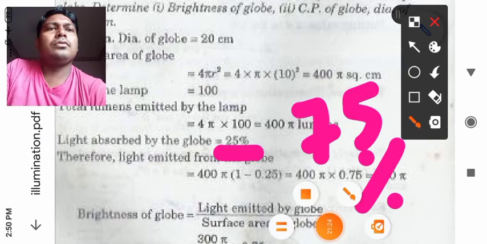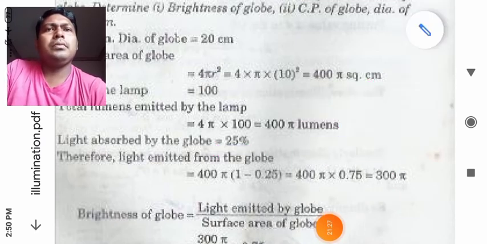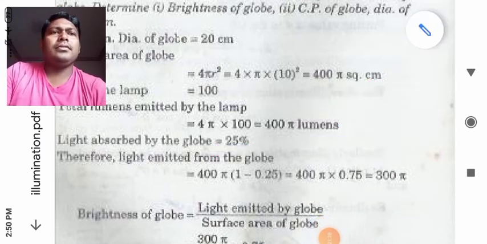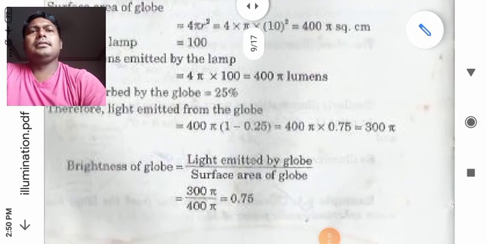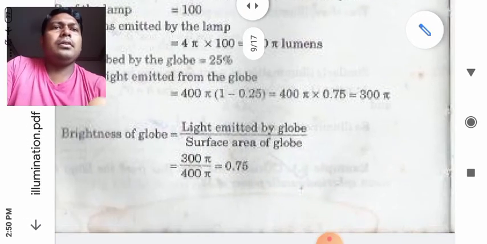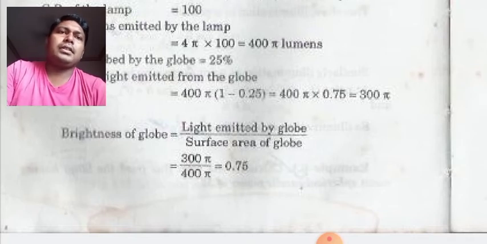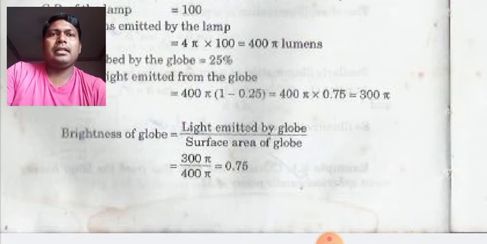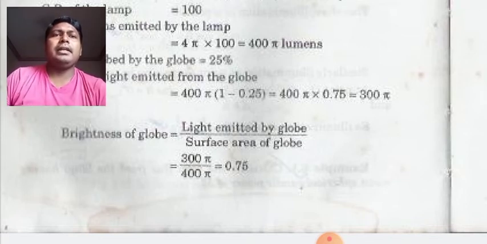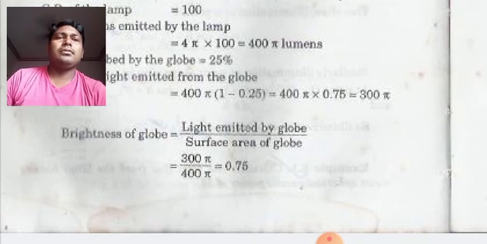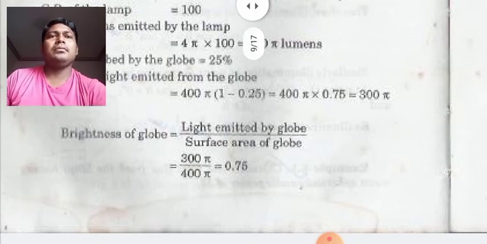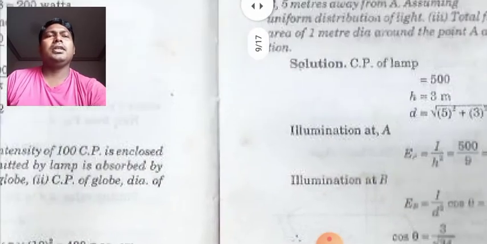So 400 was total. What will be the 75%? It will be obviously 300. So brightness of the globe is equal to light emitted by globe divided by surface area of the globe. This is the formula which we have already discussed in our previous classes. So 300 pi divided by 400 pi is equal to 0.75. So this will be the brightness of the globe.